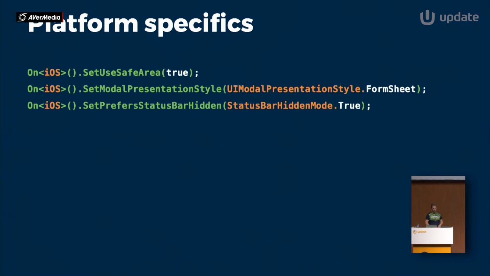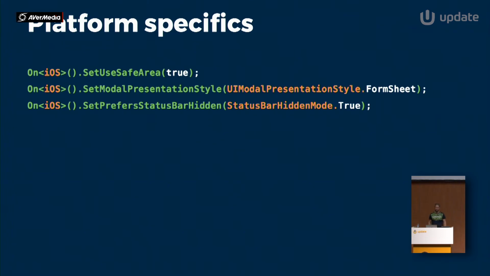For example, on iOS, we have a setting to use safe area if we want to handle, for example, iPhone 10, and we can set how a modal will look. For example, this here, set form sheet, means it will not be a full page when we navigate into a modal, and we can set the status bar hidden. But there are a lot more, and there are more coming in the upcoming versions.